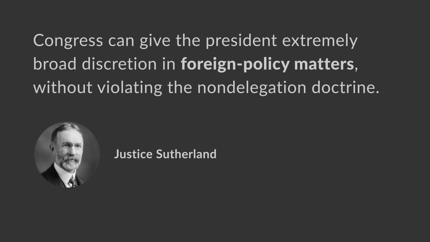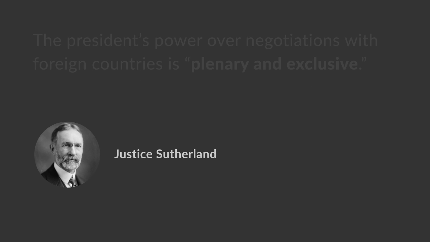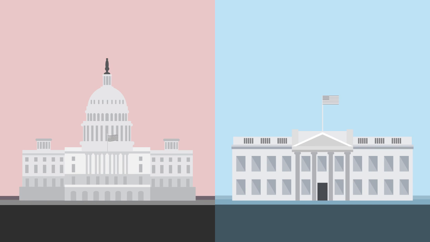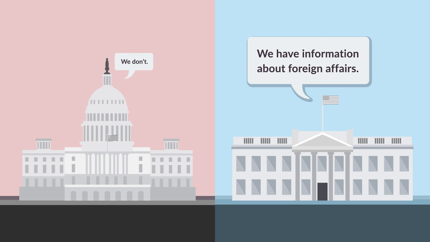In matters involving foreign policy, Congress can allow the President extremely broad discretion over when and how to enforce law without violating the non-delegation doctrine. The court declared that the President has, quote, plenary and exclusive power, unquote, over negotiations with foreign countries. Successful diplomatic negotiations often require secrecy, discretion, and caution. The court reasoned that the President often has information about foreign affairs that Congress doesn't.